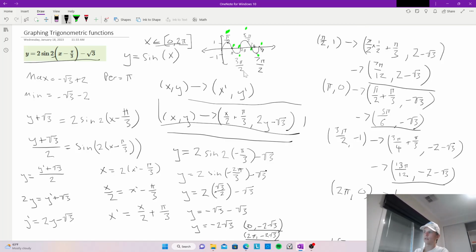We have to take another value in here. We have to take this value here, which is pi over 2, negative 1. The reason that we have to take this value, I don't actually know why. It's been shifted to the right too much, to the point where we have a point outside our domain. So we need to bring one from what was originally on the other side.